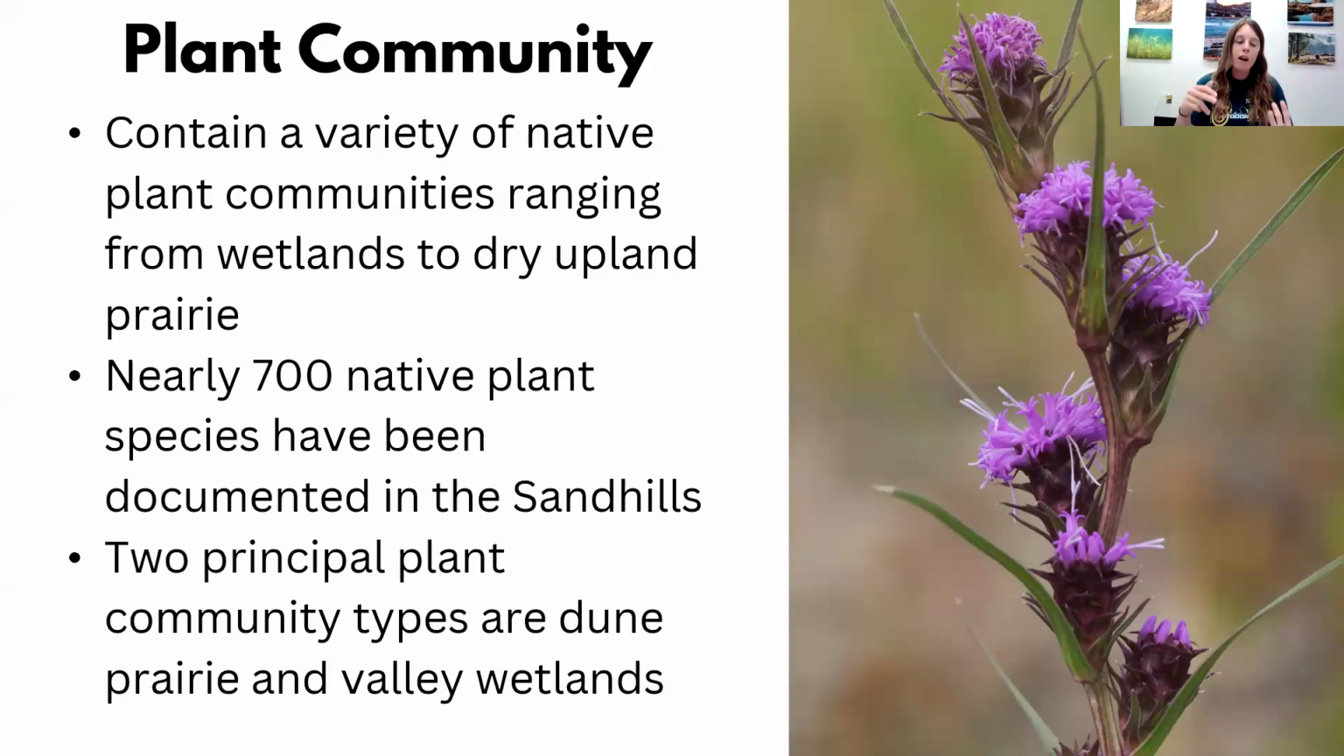So we have upland prairies, we have wetlands, we have the fens, we have the sand dunes. All these cool little places in the Sandhills create this really neat and very unique plant community. There's two principal plant communities, dune prairies and valley wetlands is what we call them. And there's a lot of different things that you can see when you're in the Sandhills.